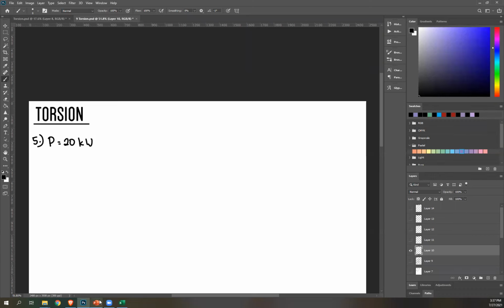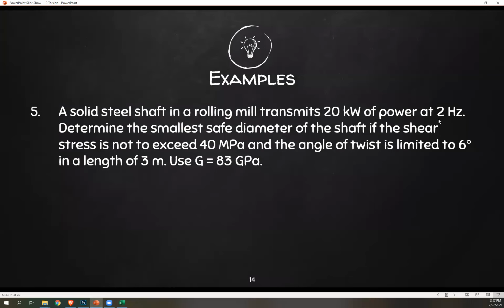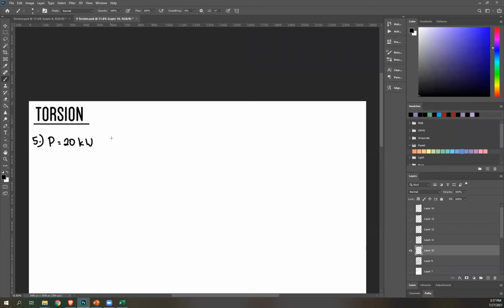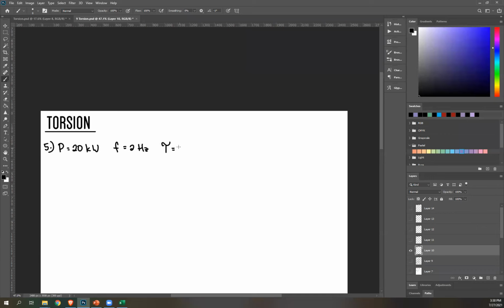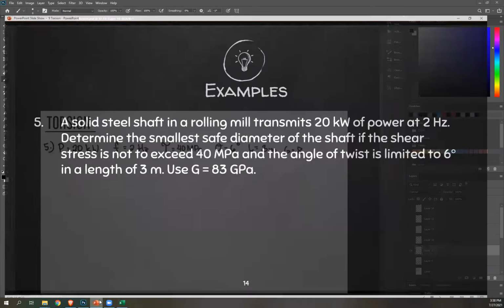20 kilowatts. 2 hertz. So that 2 hertz is actually the frequency, so that's your F. Next, we're looking for the smallest safe diameter, so we're looking for dimension. And then we have the limit: allowable shear stress, 40 MPa. Angle of twist, 6 degrees. And then we have a length of 3 meters. And then G is 83 GPa.